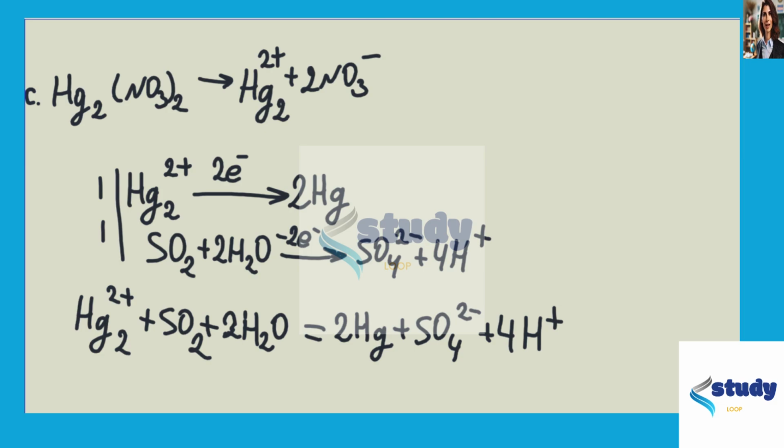C. Mercury 1 nitrate dissociates into mercury 2+. It takes 2 electrons to reduce it to mercury metal. Then we write out the second half reaction beneath it, and it doesn't require any additional balancing. We just write down the result and end up with this equation, which is balanced.